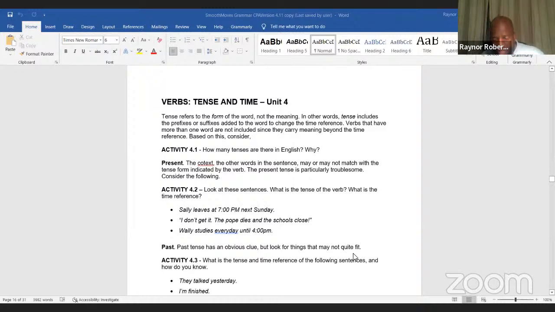How many tenses are there in English? Present, past. The context: the other words in the sentence may or may not match with the tense form indicated by the verb. The present tense is particularly troublesome. Consider the following.